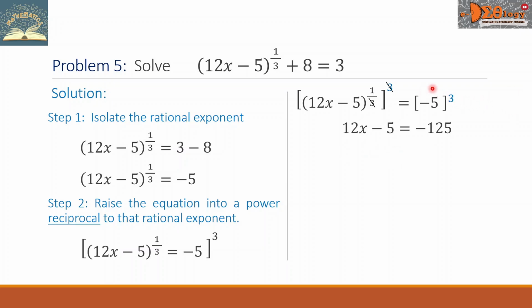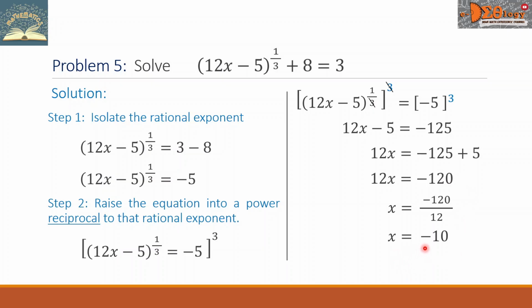we simplify the right side. The cube of negative 5 is negative 125. Let us now solve for x. This negative 5 we transpose to the right, it becomes plus 5. So negative 125 plus 5 is negative 120. We divide the equation by the coefficient of x, which is 12. Or we can show that x is equal to negative 120 all over 12. Finally, x equals negative 10.